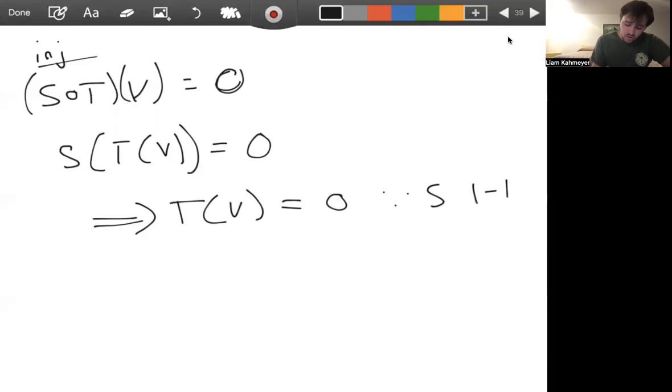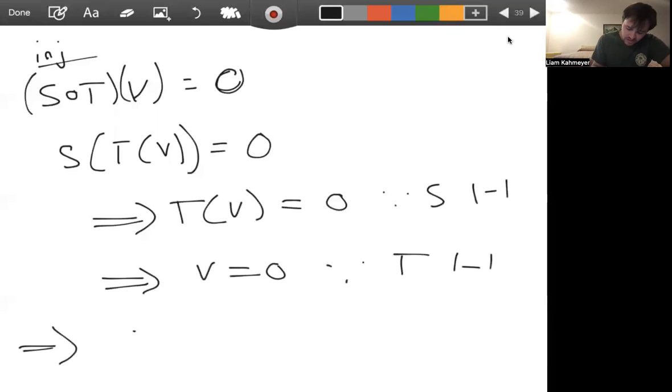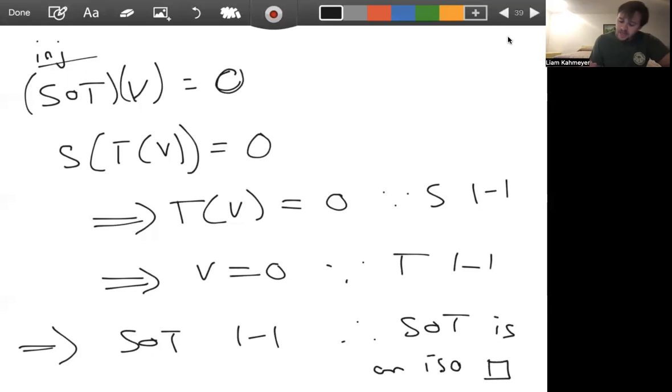But T is also 1 to 1, which implies T of something equals 0 means that something was equal to 0. So this implies v is equal to 0 since T is 1 to 1. And so this implies that S composed T is 1 to 1. Therefore, S composed T is an isomorphism. And that would complete the proof showing that both the inverse of an isomorphic map is an isomorphism and the composition of two isomorphisms is an isomorphism.